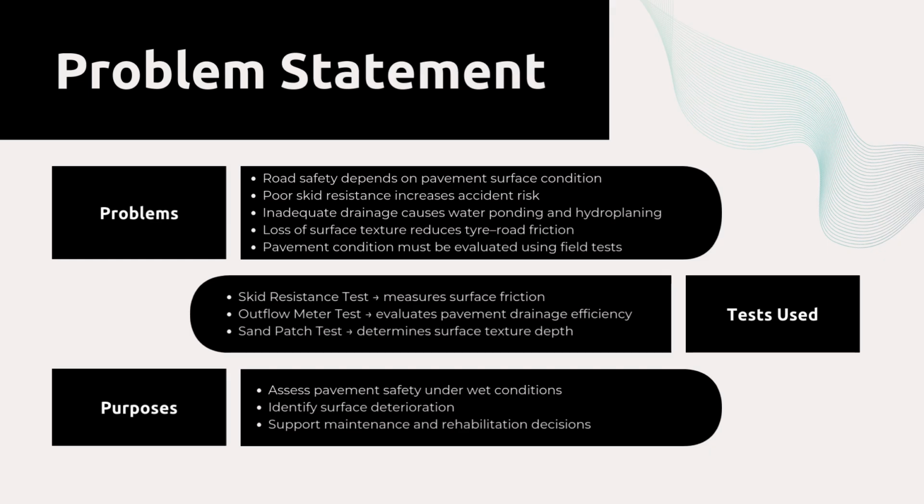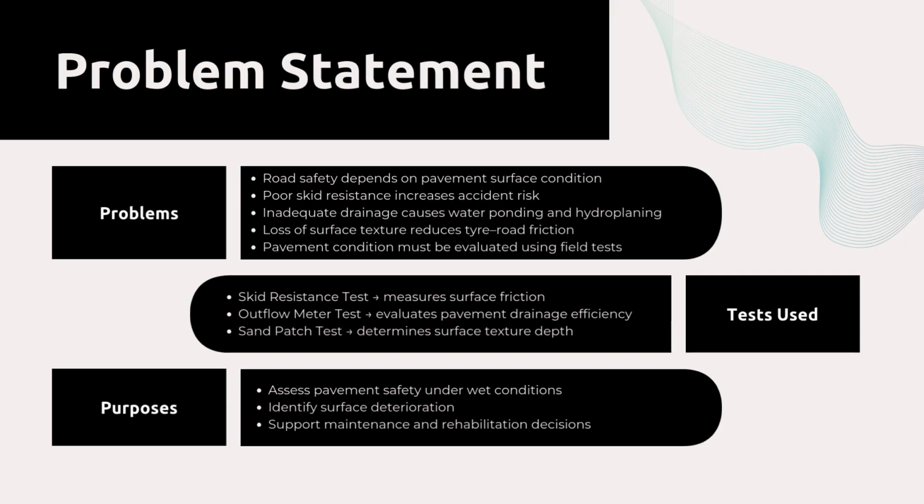Road pavement surface conditions play an important role in ensuring traffic safety, especially during wet weather. When pavement surface loses friction, texture, or drainage capability, the risk of skidding and hydroplaning increases. To evaluate these surface conditions, several field tests are commonly conducted.